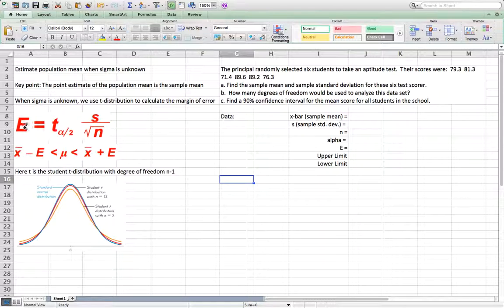After you figure out the margin of error, the confidence interval will be x bar minus E to x bar plus E, where x bar is the mean of the sample.